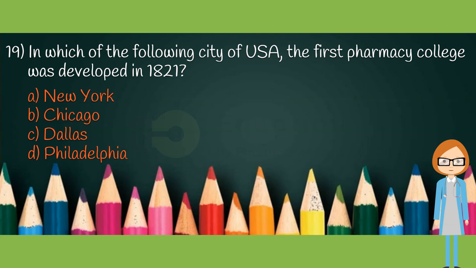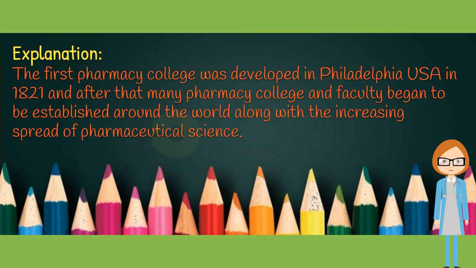The correct answer is option D. The first pharmacy college was developed in Philadelphia, USA, in 1821, and after that, many pharmacy colleges and faculties began to be established around the world, along with the increasing spread of pharmaceutical science.